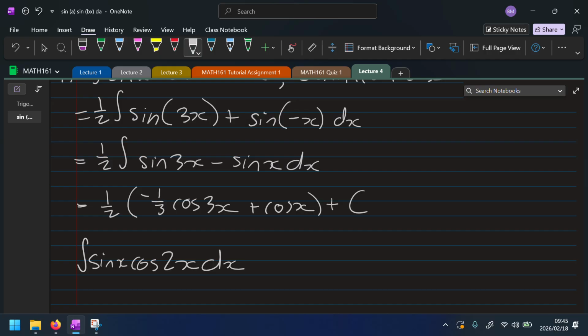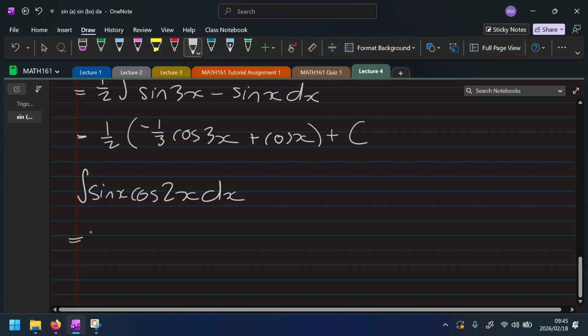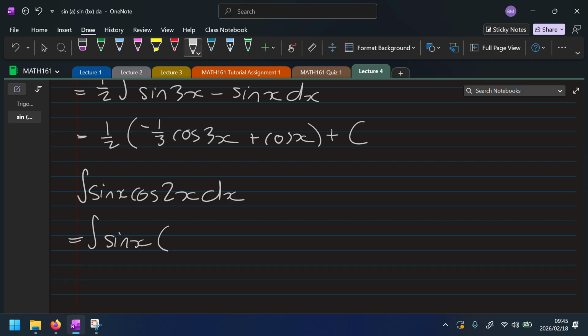There's something, that's it, double angle. We can use that double angle formula. So this is going to be the integral of sine x. We can write this as cos squared minus sine squared, right? You know the double angle. You've seen this? Okay, you've seen it. So you put the double angle there, dx.